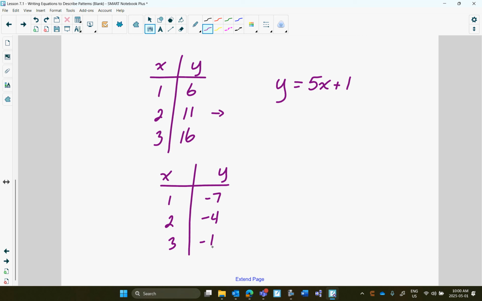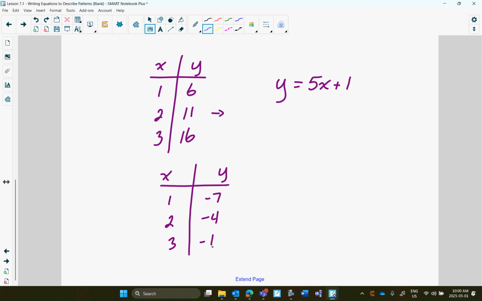Again, what am I adding every time? How much? Okay, so that's part of the equation. So I'm adding 3 every time. However, 1 times 3 is 3. How do I get from 3 to -7? How much? Yeah, I'm going to have to subtract, aren't I? How much do I subtract 3 by to get to -7?